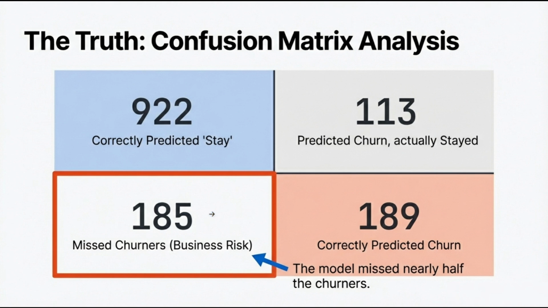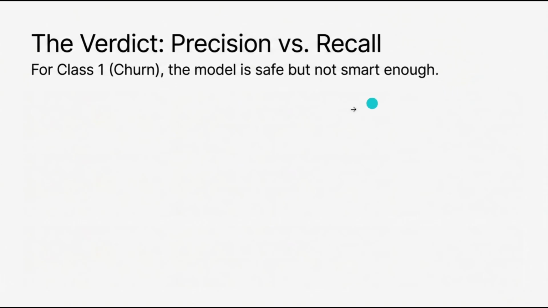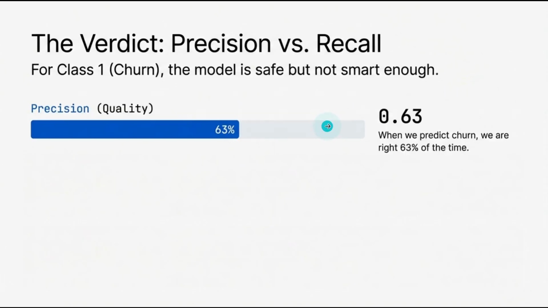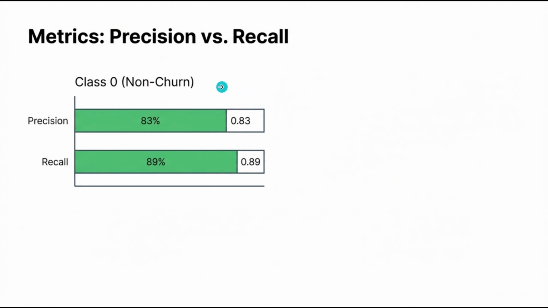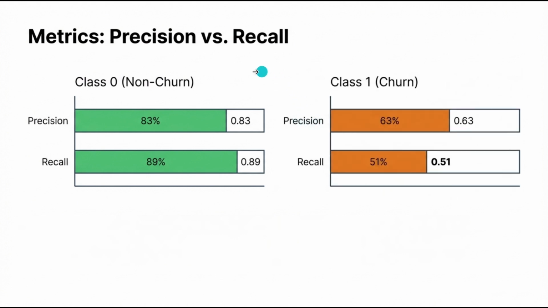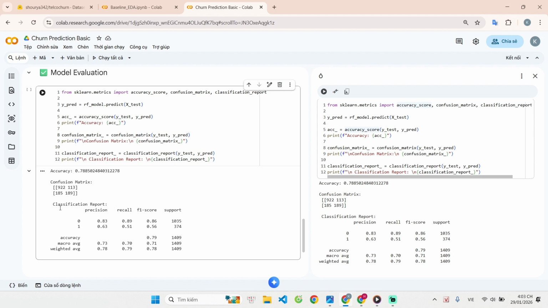And looking at those numbers, we caught 189, but we missed 185. That's essentially a coin flip. Correct. And this is reflected in the classification report. If you look at the recall score for class 1, for churn, it's 0.51. 51%. That confirms it. We are only catching half the churners. The model is pretty precise when it does predict churn. The precision is 0.63. But that recall of 0.51 means it's just not finding enough of them. It's playing it too safe. So from a business perspective, this model is letting half of the at-risk people slip right through the cracks. That's a lot of lost revenue.